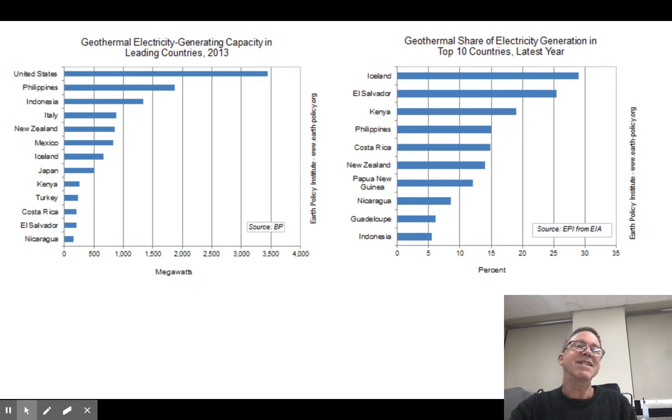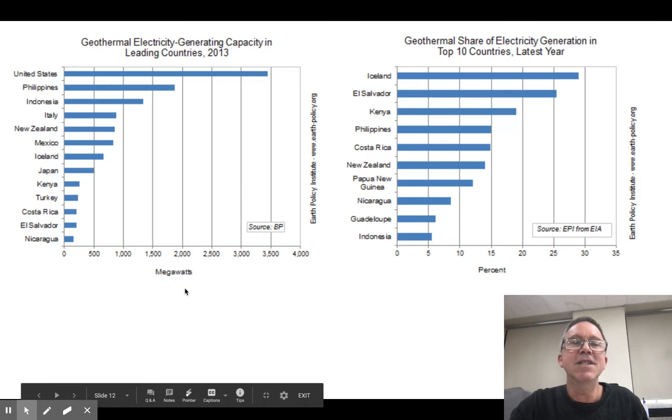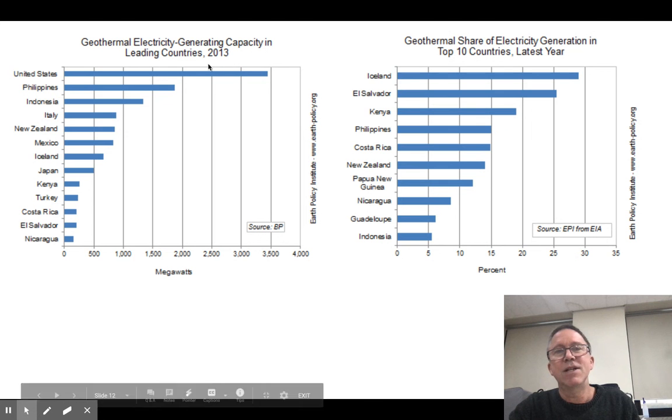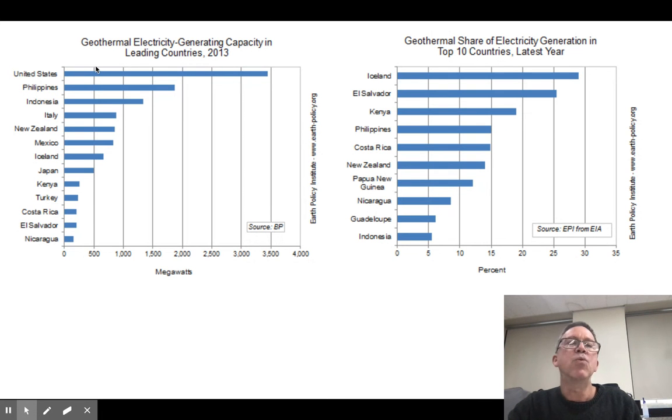Okay, now this is a kind of interesting graph here. Okay, so look at this. This side here is the world's leading generators of hydrothermal electricity. Now this is a little bit old, 2013, but still, let's just go. The United States. Ooh, look at that! Go USA! Philippines, Indonesia, Italy, New Zealand, Mexico, Iceland's way down here, right? All right, and so on.